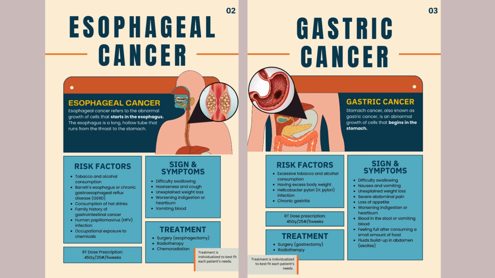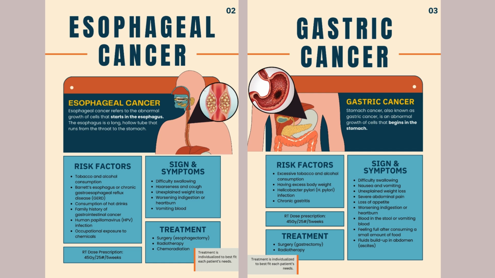Stomach cancer, also known as gastric cancer, is an abnormal growth of cells that begins in the stomach. The risk factors of gastric cancer are excessive tobacco and alcohol consumption, having excess body weight, Helicobacter pylori, H. pylori, infection, and chronic gastritis.